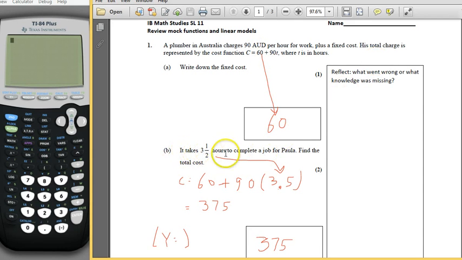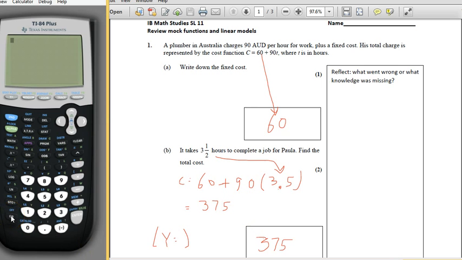B, it takes 3.5 hours to complete a job for Paula. Find the total cost. So we write down the equation again, except this time we're going to put in 3.5 hours for t. So we put 3.5 here. We can do the multiplication on the calculator, or you can do it in your head, and you get $375. And the other way you could do this is you could program it in the calculator.